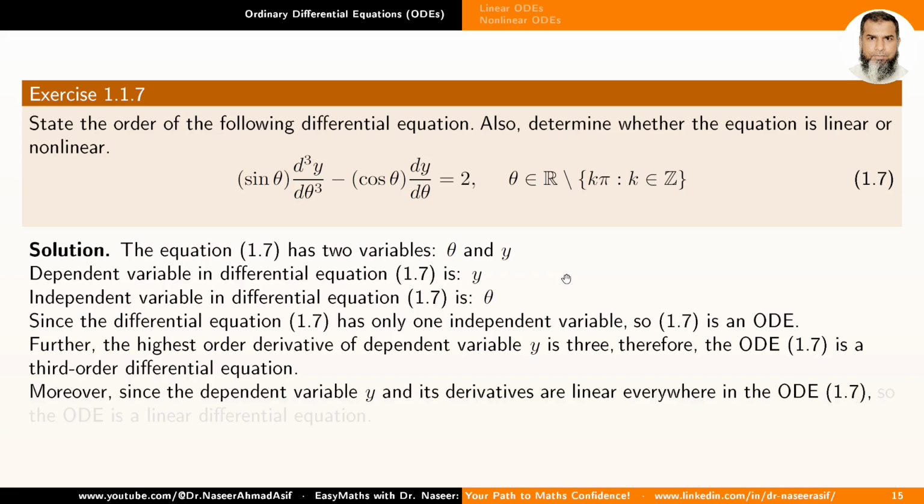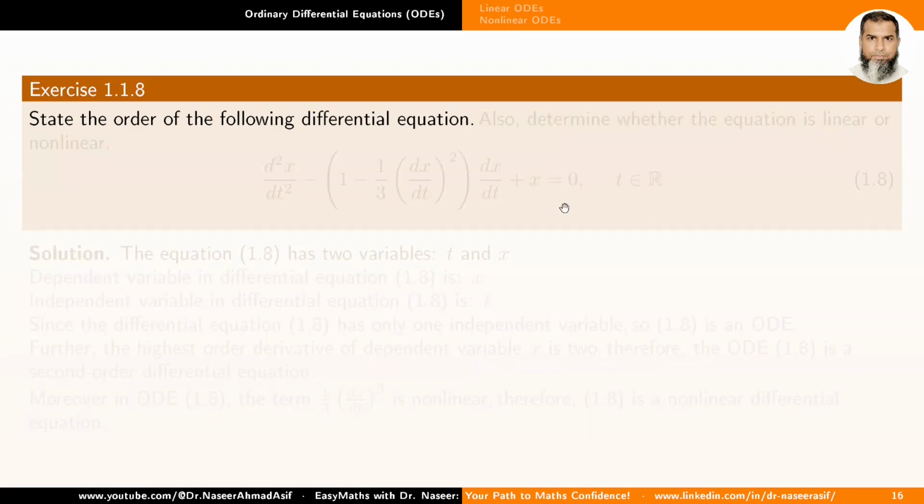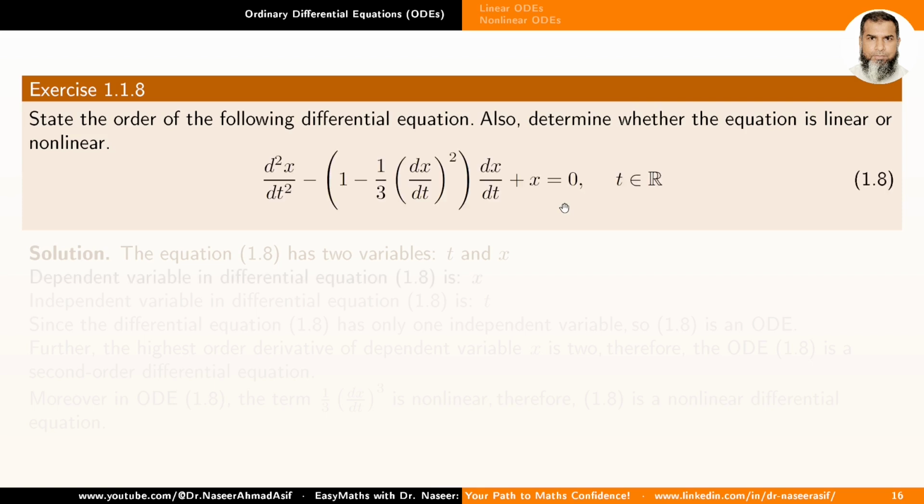Moreover, since the dependent variable y and its derivatives are linear everywhere in the ODE 1.7, the ODE is a linear differential equation. State the order of the following differential equation. Also determine whether the equation is linear or non-linear. This is d2x by dt square minus 1 by 3 (dx by dt) square into dx by dt plus x is equal to 0 where t belongs to R.